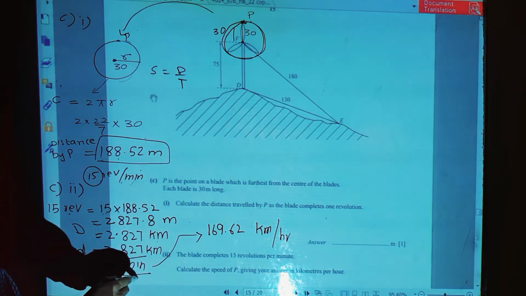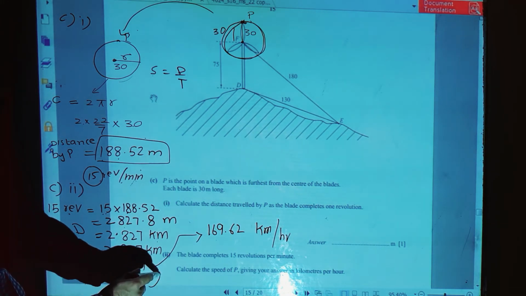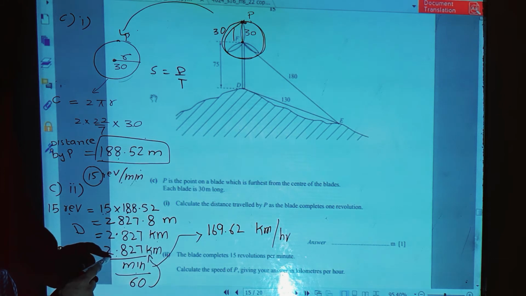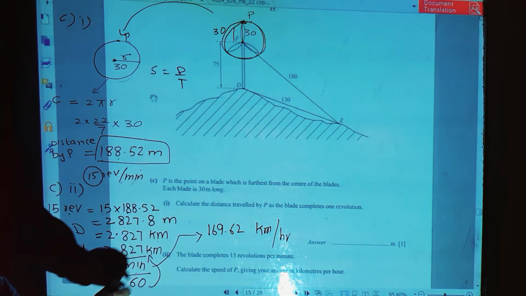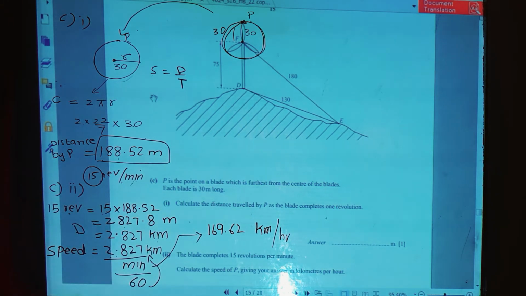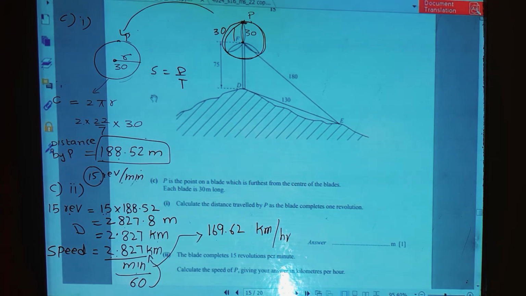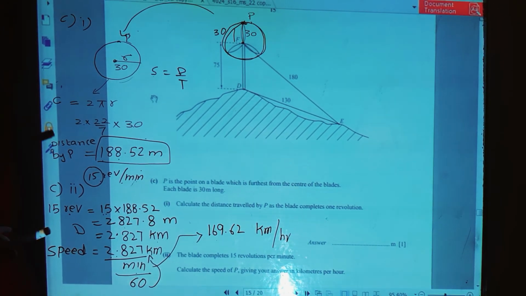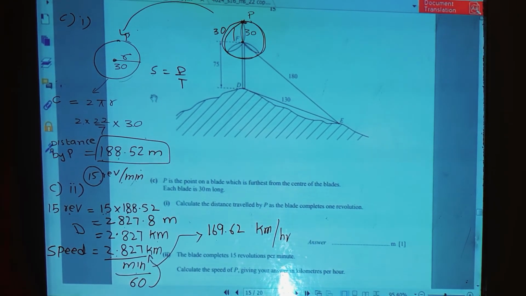You need to convert it into hours by dividing minutes by 60. When you divide minutes by 60, 60 will be multiplied here with 2.827, and it will be 169.62 kilometers per hour. Sorry, that is the speed of P in kilometers per hour.